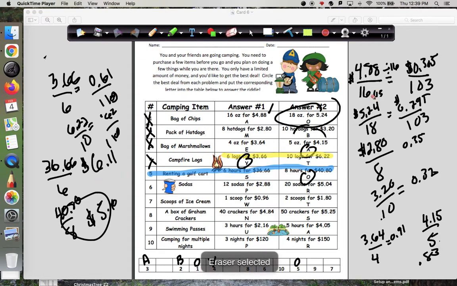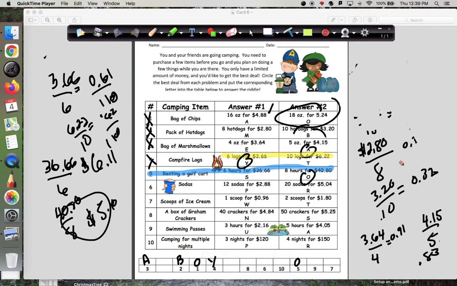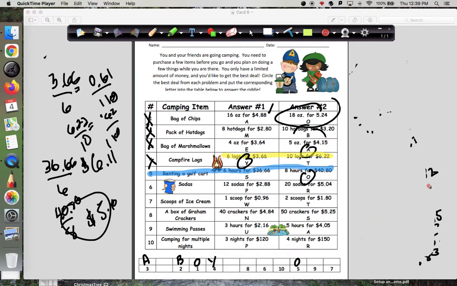I'm going to go over here since I'm pretty confident that that gave me an answer that makes sense. I'm probably not going to have to redo that. So I'm done with this one. And I'm going to see if I can do this without highlighting it. $2.88 divided by 12 versus $5.04 divided by 20.